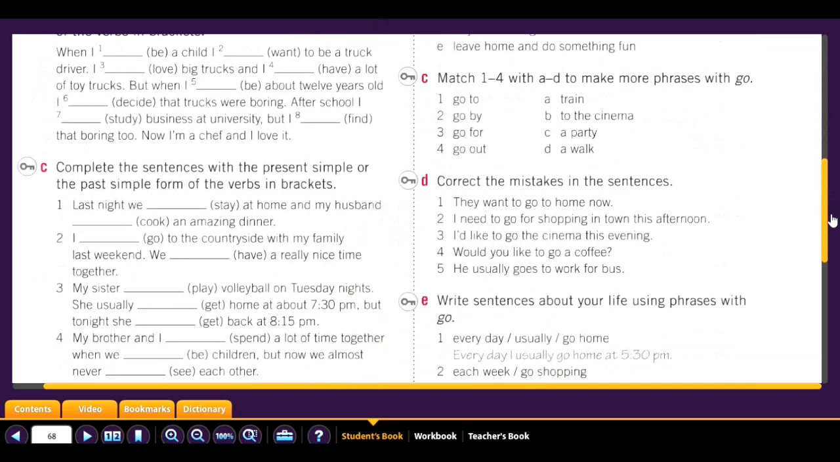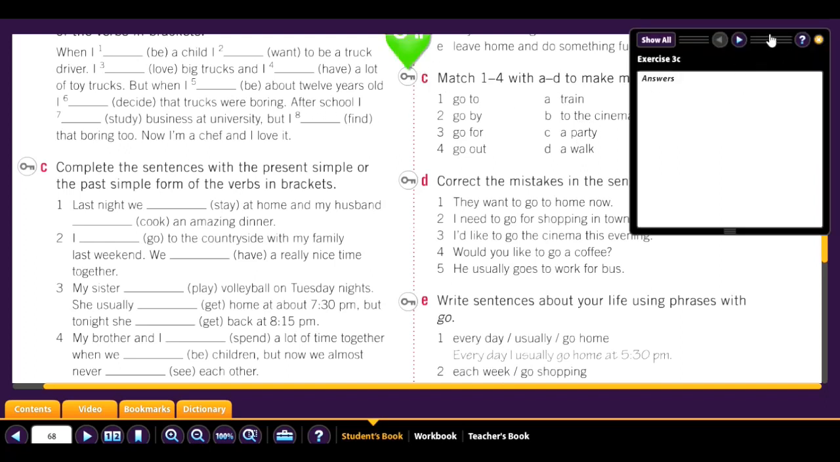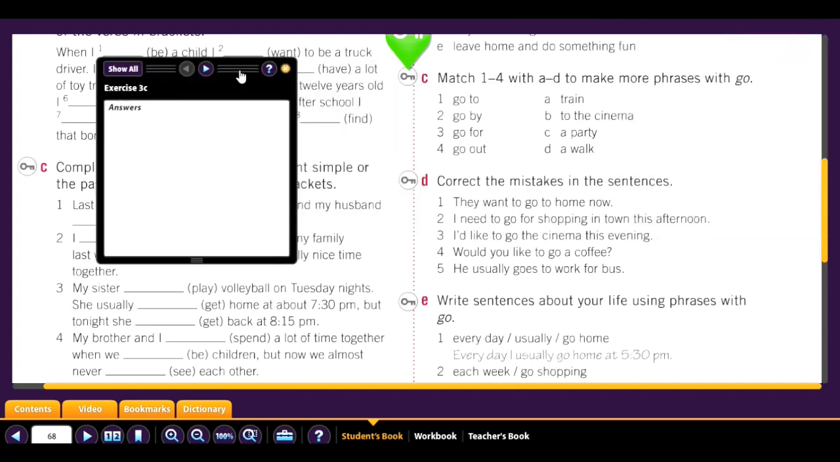Now, match 1 to 4 with A to D to make more phrases with go. Go to, go by, go for, go out. Tenemos train, to the cinema, a party, and a walk. We check. Go to a party. Go by train, el medio de transporte. Go to, el lugar a donde van a ir. Go for a walk. Dar una caminata, tener una caminata. For B, go out to the cinema. ¿A dónde van a ir? Al cinema.